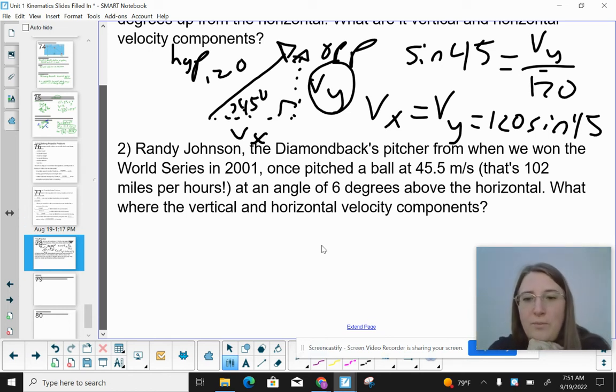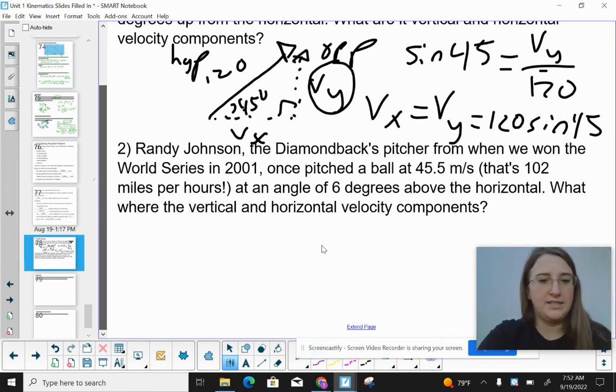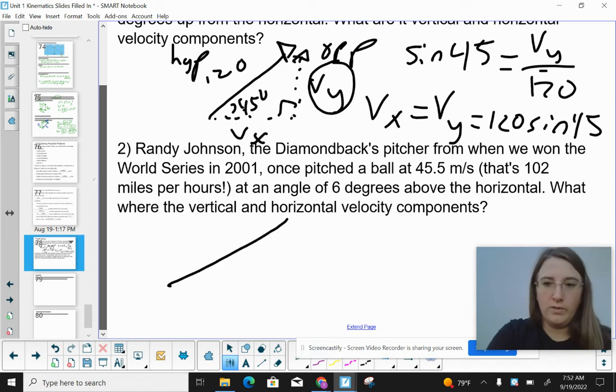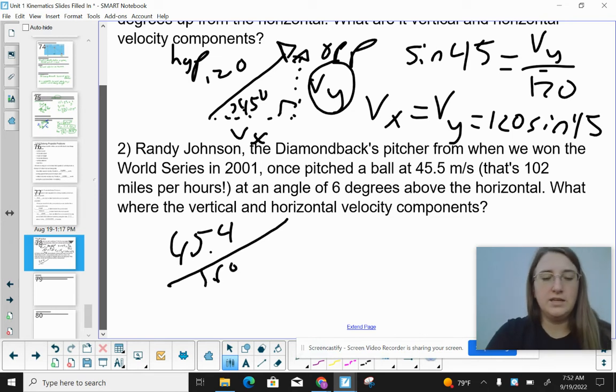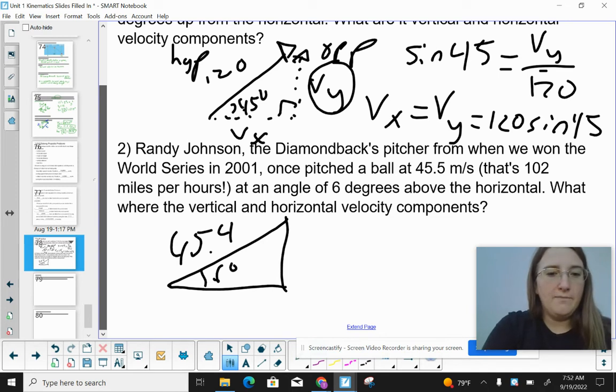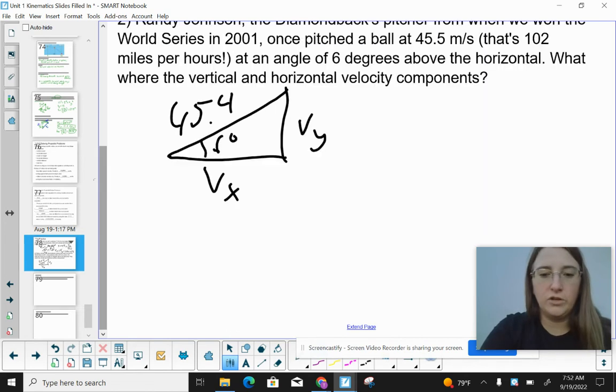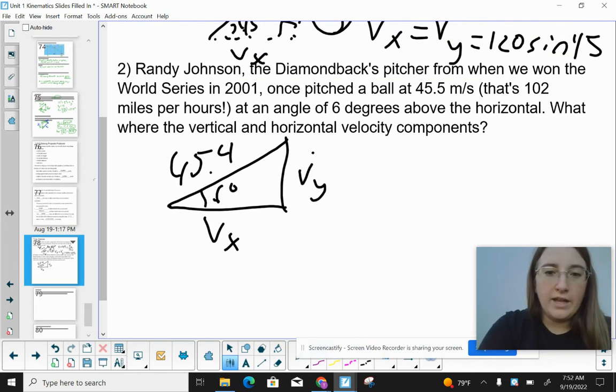He once pitched a ball at 45.5 meters per second, 102 miles per hour, at an angle 6 degrees above the horizontal. So once again, same thing, just practicing. Got a much smaller angle here, but we got 45.5 is the total. 6 degrees is going to be above the horizontal there. I have my x and my y, which is once again your horizontal and your vertical. You can think of it that way. Okay, so this is my opposite. This is my adjacent to the 6.